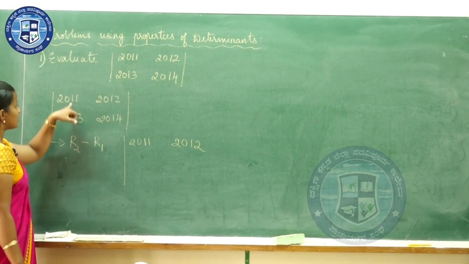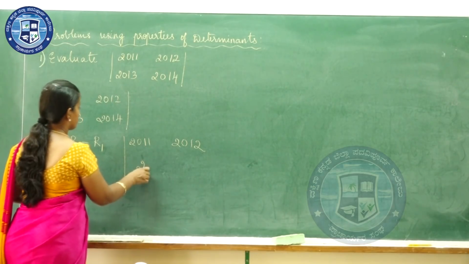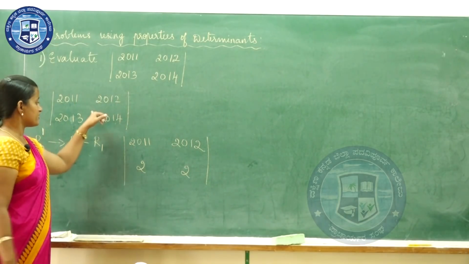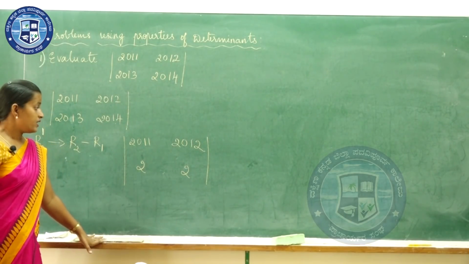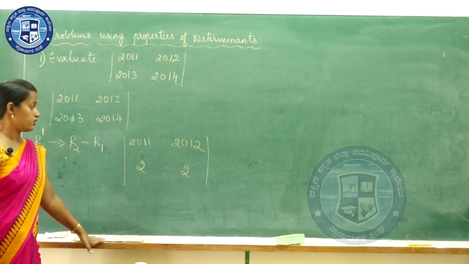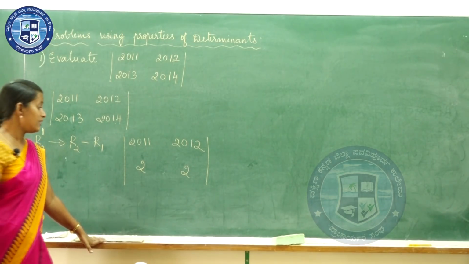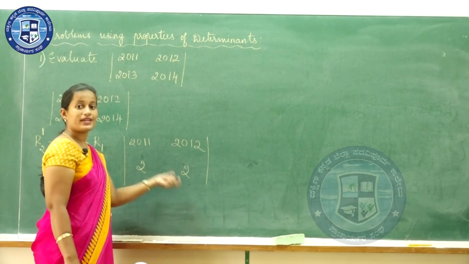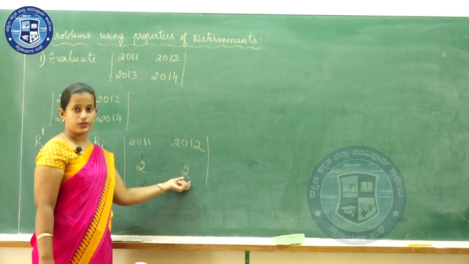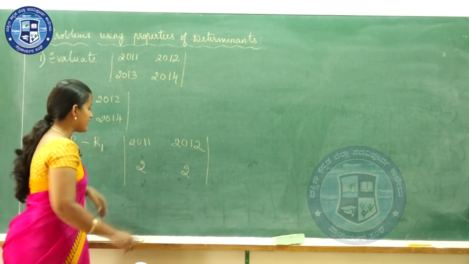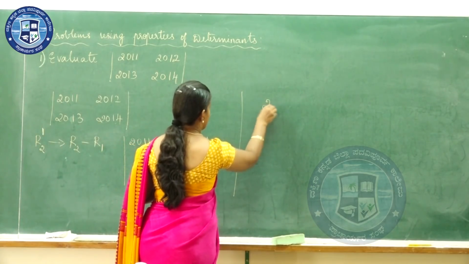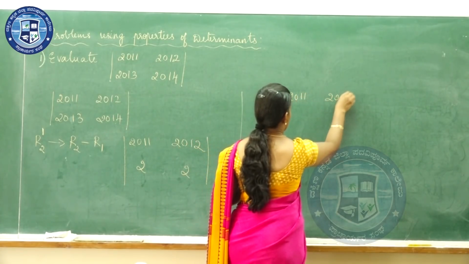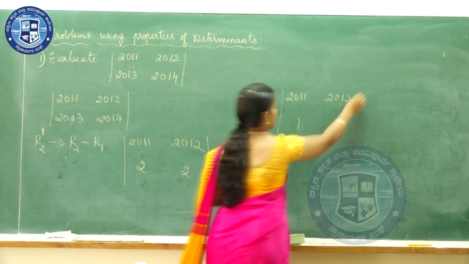So, what is 2013 minus 2011? 2. What about 2014 minus 2012? 2. So, this determinant reduced to this much. Now, property number 4. What does property number 4 tell? Property number 4 says that if there is any common number, you can take it out. So, you can see that 2 and 2, it is a common factor in this row. So, take it out. What will happen? 2 you take it out, what will remain? 2011, 2012, 1 and 1. When you take 2 out, what remains is 1.